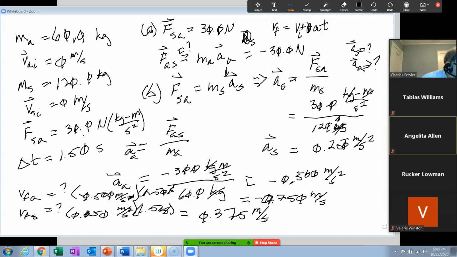That velocity of the astronaut is 0.750 meters per second, and the mass of the spacecraft is 0.375. I mean the velocity of the spacecraft, or speed I'll call it. Okay, and they gave that same formula we did, only they put the V initial at the end rather than the beginning.